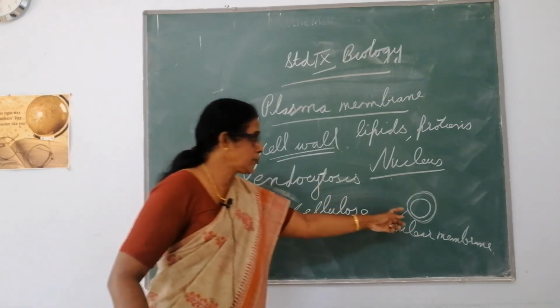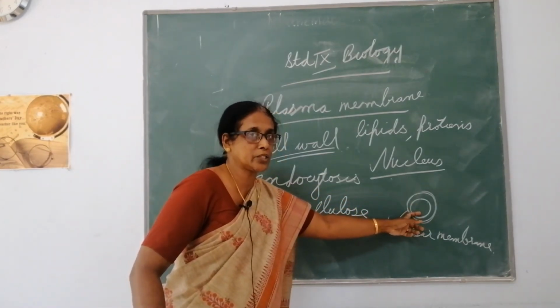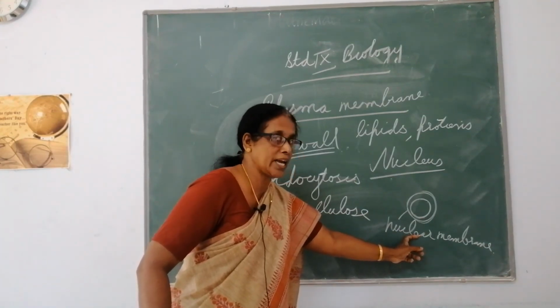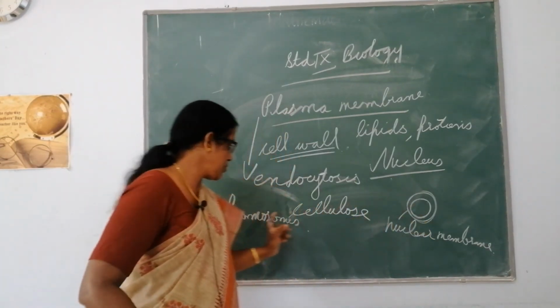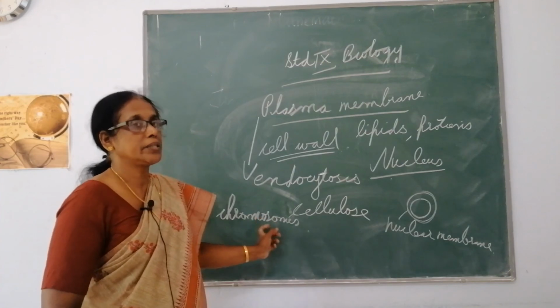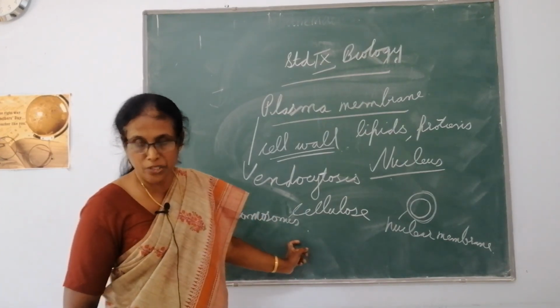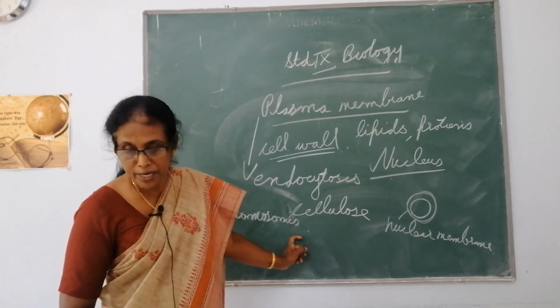So the nucleus is the central part of the cell, and it has an outer covering that is known as the nuclear membrane. In the nucleus you can see the chromosomes. These chromosomes carry the genetic information from parents to the offspring in the form of DNA.